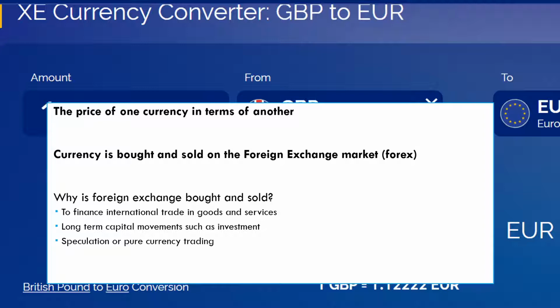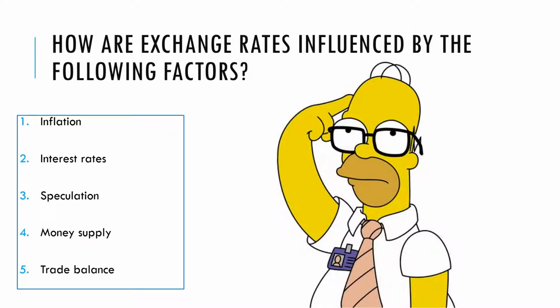Well, if I want to buy an import from abroad, or if I want to build a factory abroad, or maybe to try and make a profit out of trading currencies. So we're going to look in this video at 5 different factors that might influence the exchange rate, and we're going to look predominantly from a UK perspective.